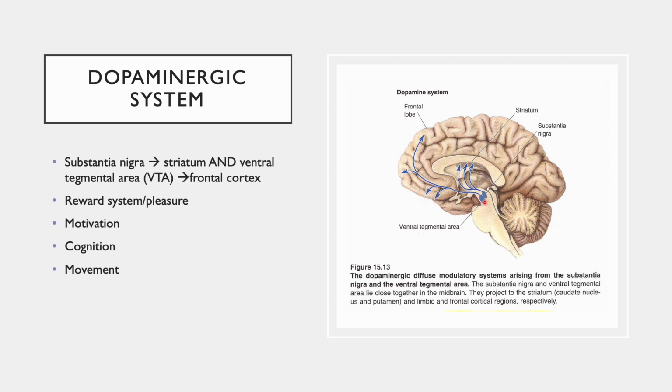The ventral tegmental area can largely be hijacked by drug addiction or alcoholism because this is a reward area of the brain as well. This system is going to be activated due to addictive behaviors. Thus, it also plays an important role in motivation, and it also plays an important role in cognition, which we're going to talk about later on.